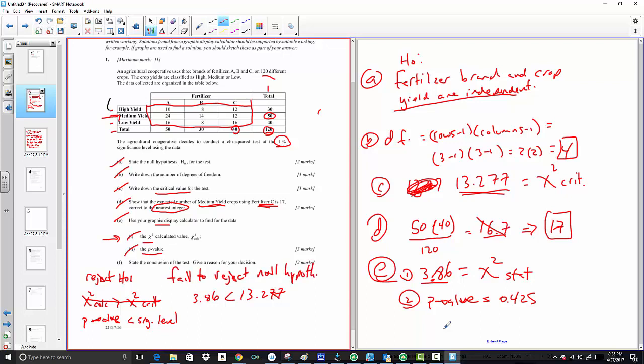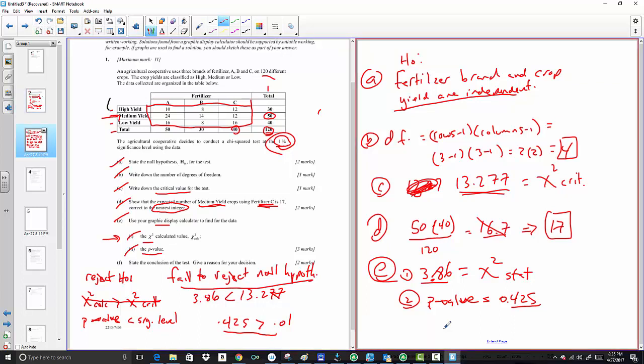Also, we could say the p-value, which is 0.425, is also greater than your significance level of 1%, which is 0.01. For this reason, also, we fail to reject the null hypothesis. So here's the saying: if the p is low, reject H0. But this value is not low; it's bigger than your significance level, so we don't reject H0. We fail to reject the null hypothesis.